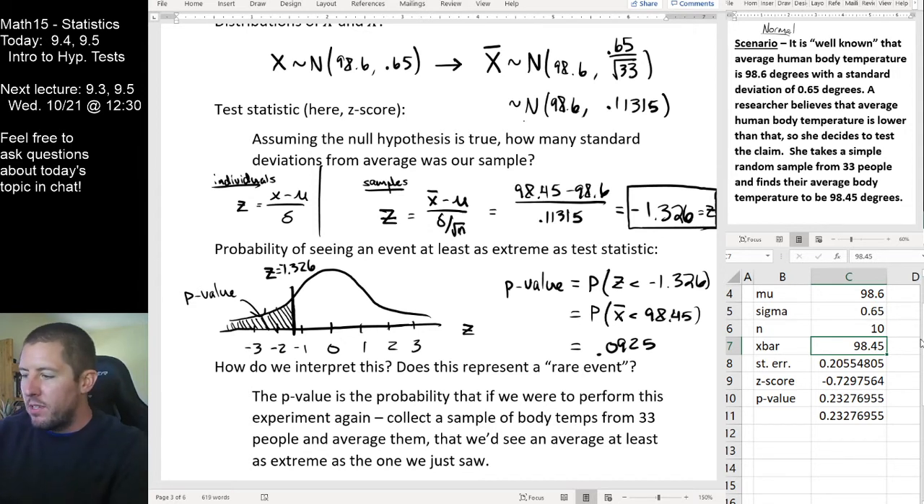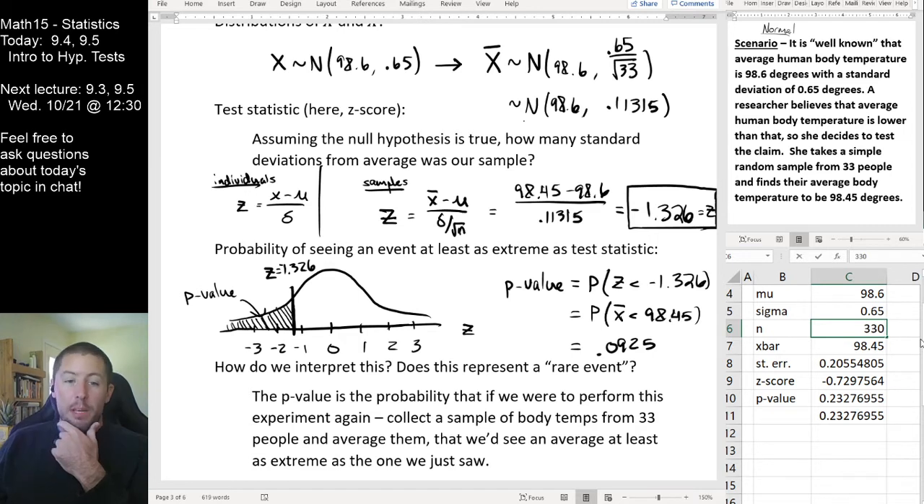On the other hand, what did we start with? We started with 33. Well, what if we did 10 times that many people? If we did 330 people that were sampled and got that 98.45, what I've got to think to myself is, 330 is kind of a lot of people. If we sample that many people, it's very unlikely that they're all going to deviate from the average in one direction or the other. So I feel like it's super difficult for us to end up in a scenario where we sample 330 people and are wrong, really, right?